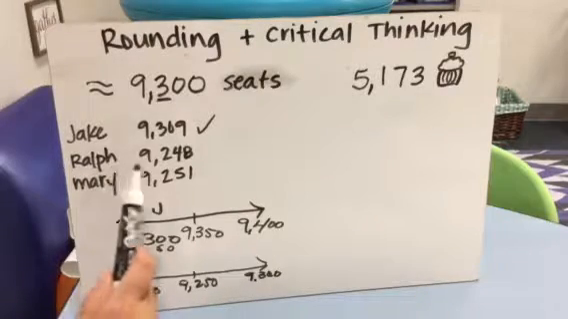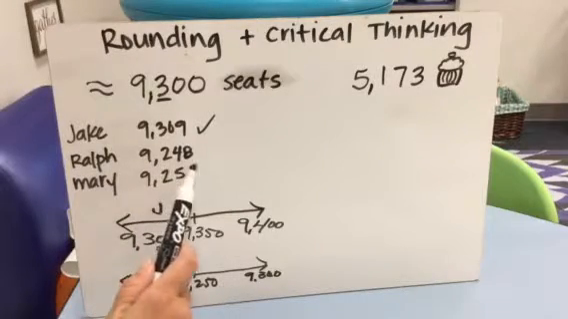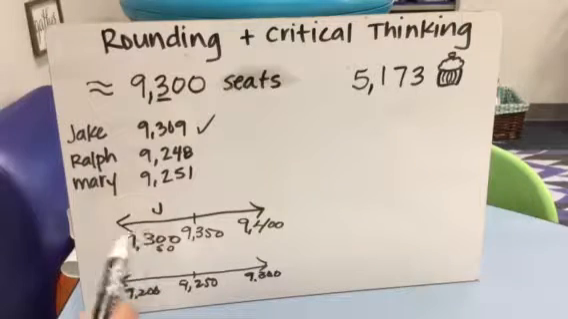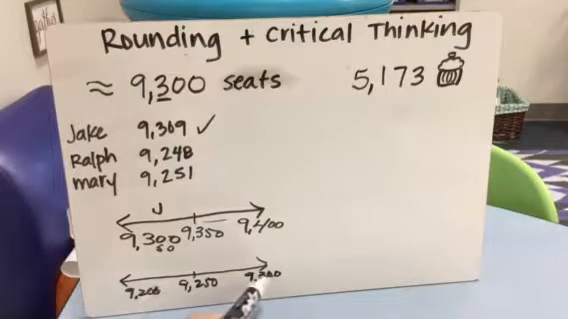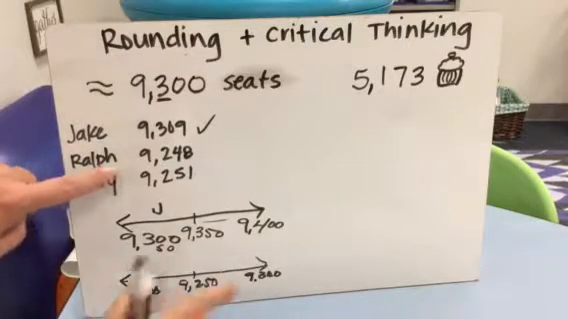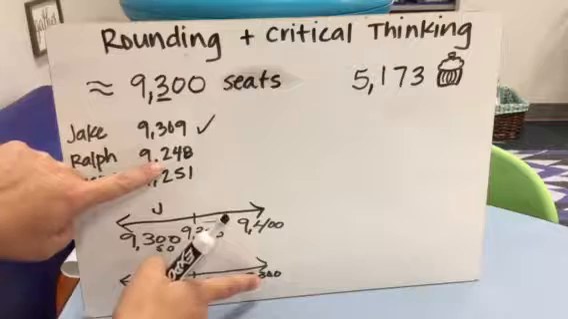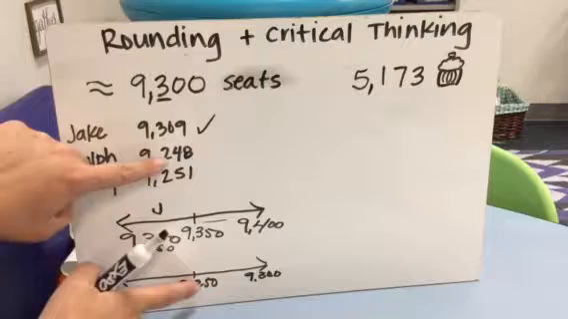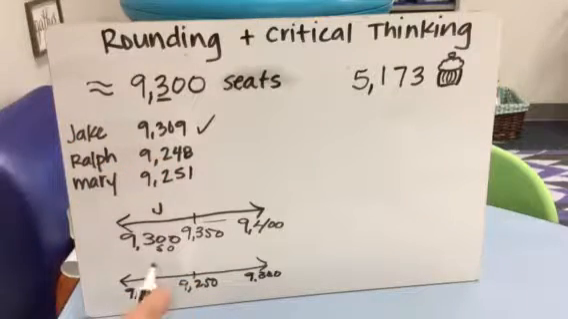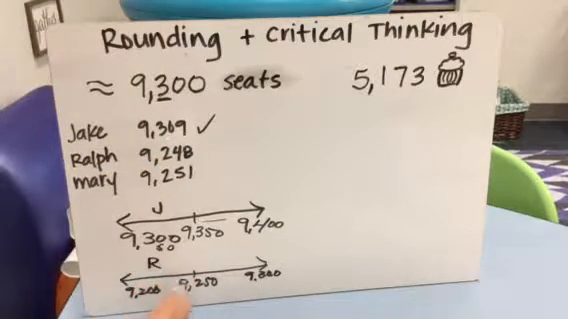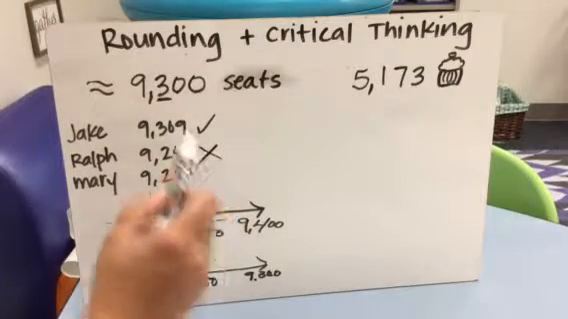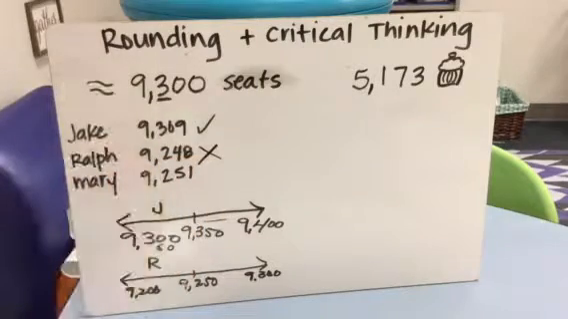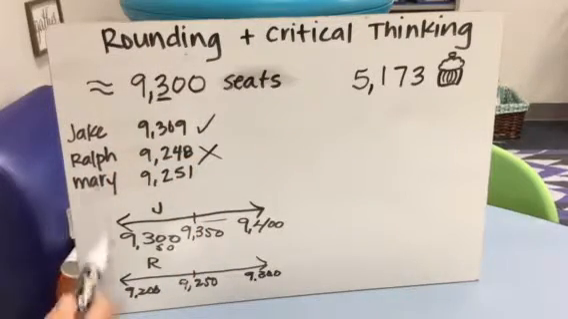All right, now let's look at Ralph. Ralph is 9,248. He would not fit on the 9,300s number line. His would fit on the 9,200s, but he could still round to 9,300. Now I've got to look. So we're equal, equal, less tens. Okay, so Ralph's guess would be here. He's less than the midpoint. That means he would round down to 9,200. So Ralph's guess would not round to 9,300. Sorry, Ralph.